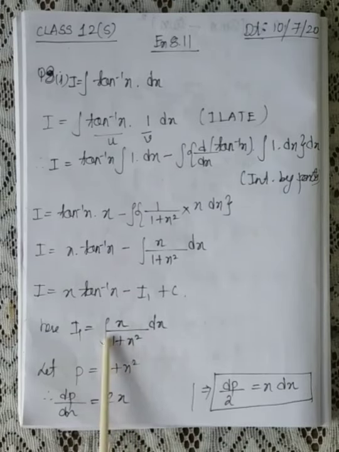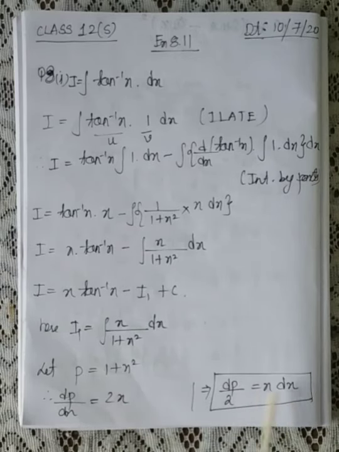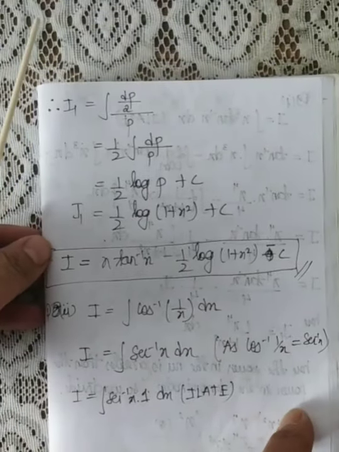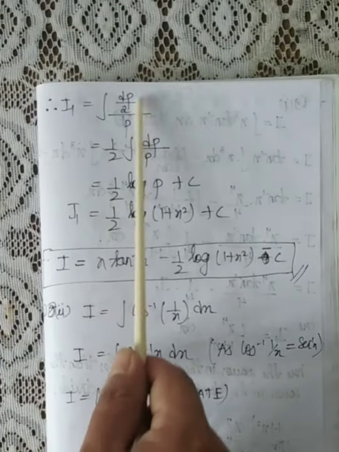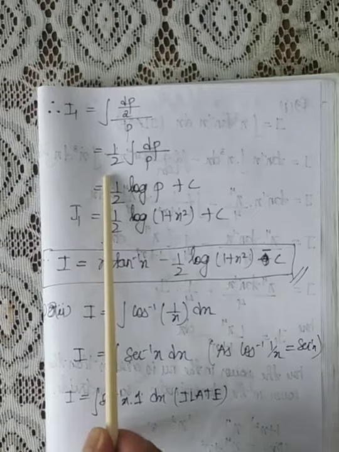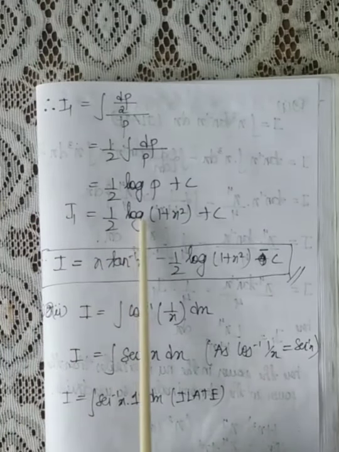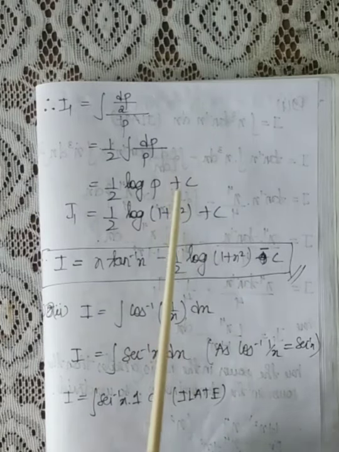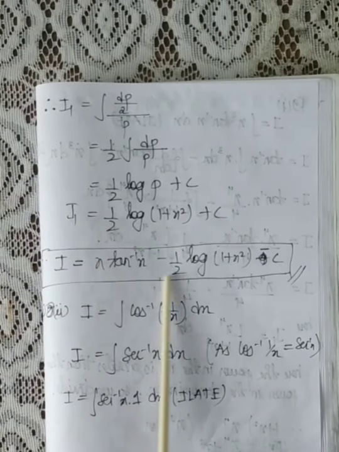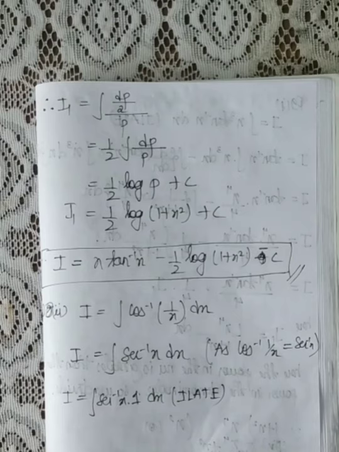So what will I substitute? P as 1 plus x square, then according to substitution I'll be getting this, right? So the value for x dx is dp by 2, and the value for this is p, which will be easily solved. You can clearly see dp by 2p, 1 by 2 constant, integration dp by p is log p, put the value for p, so I1 is half log of 1 plus x square plus c. So finally put the value for I1 out there, hence it is this expression. So this is the answer for question number 8 part 1.